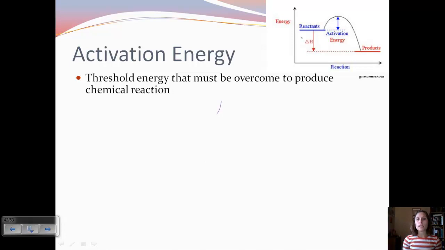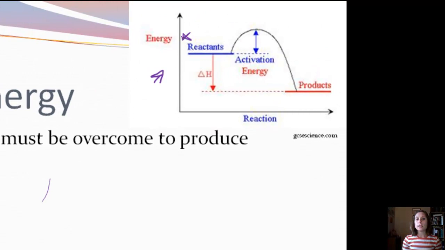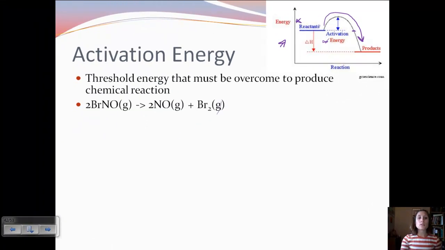If you take a look at the graph here, we've got our reactants starting here, and then we've got this kind of hump that things have to get over before we can produce products. That difference is called the activation energy. So we're going to talk a little bit about that. Let's take a look at this equation.